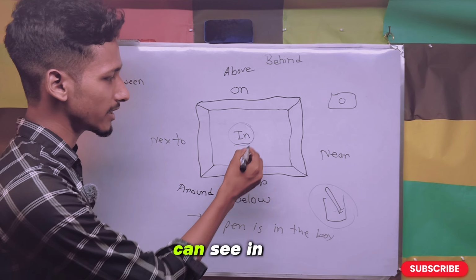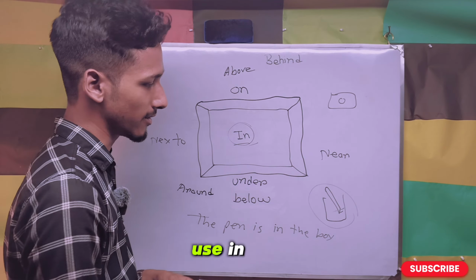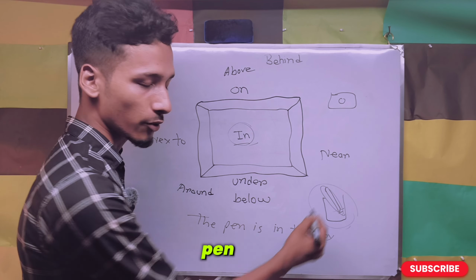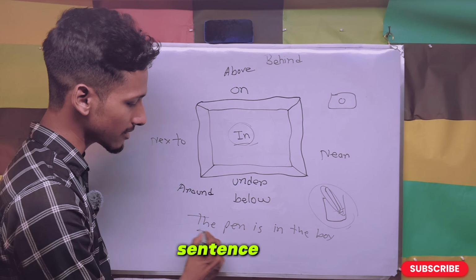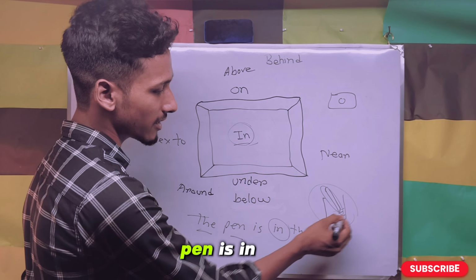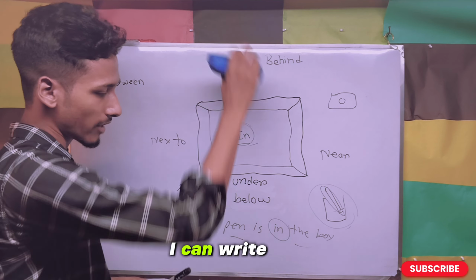So here you can see "in". When can we use "in"? Suppose this is a box and in this box there is a pen. Okay. Now I can write this sentence: The pen is in the box. So when the pen is in the box, I can write this.